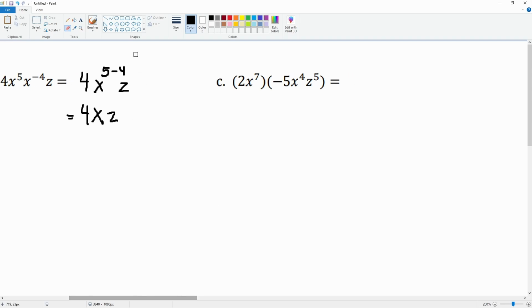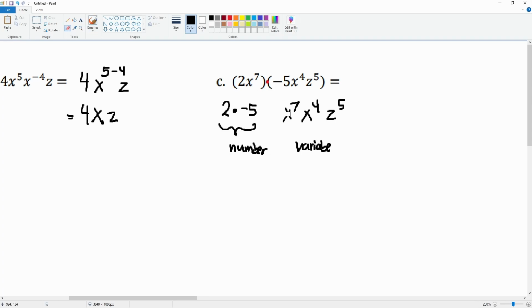C. Okay, this is a parentheses times another parentheses. Understand it is multiplication. So we can group this first by the coefficients. So 2 times negative 5 would be the numbers. Now we want the variables, or the letters. Okay, we have x to the 7, x to the 4, and z to the 5.